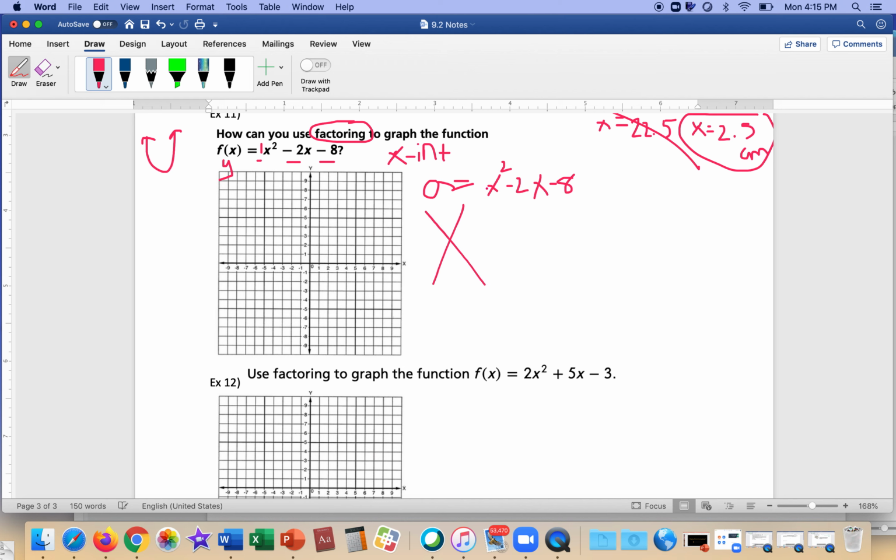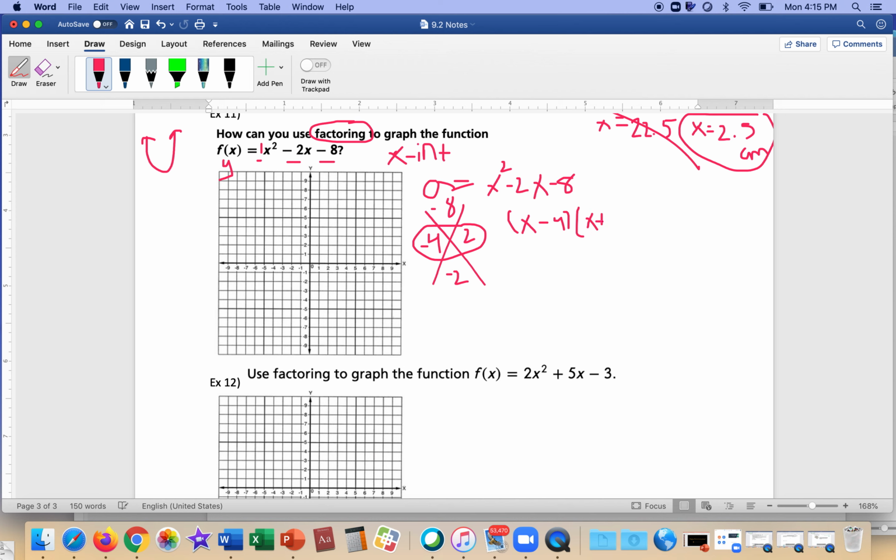What multiplies to a times c, so it multiplies to 1 times -8, or -8, that adds to -2? So we have 4 and 2. We know the 4 has to be negative because they add to -2. So our factors are x minus 4, x plus 2.